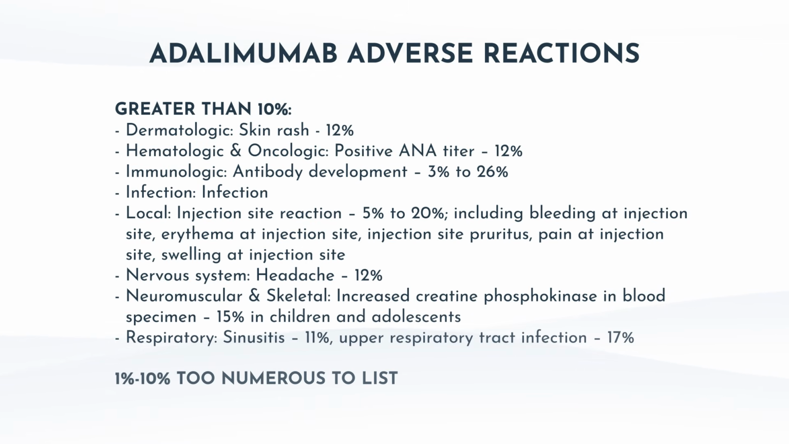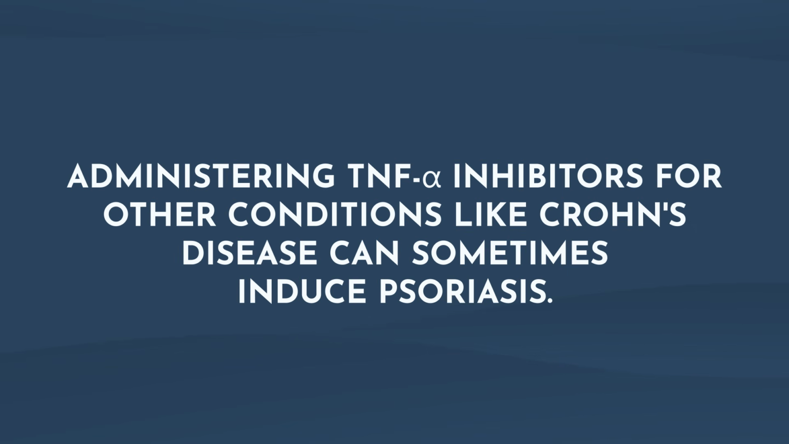There can be skin rashes, positive ANA titers, and antibody development to the drug that we need to stop it. And you can also get this kind of paradoxical reaction where giving someone a TNF alpha inhibitor for another disease, like let's say they have Crohn's disease, can actually induce psoriasis.